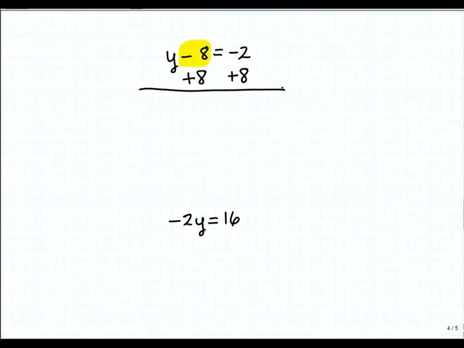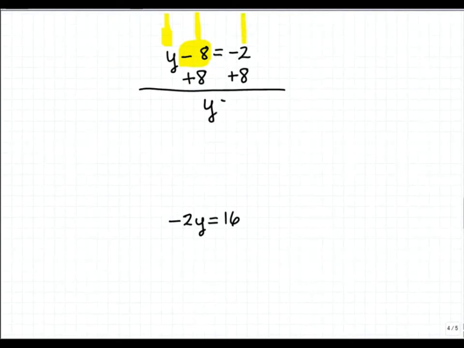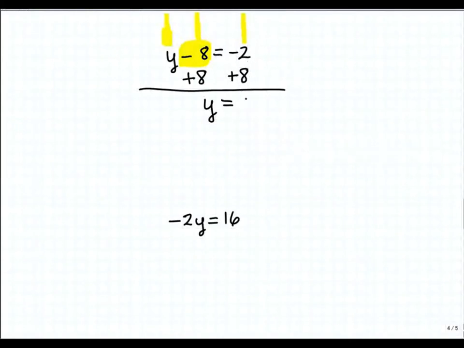Notice how I draw a little line like this. I'm lining everything up. So now let's go ahead and add down in our column format. So I get y plus nothing is y. Negative 8 plus 8 is 0, that goes away. Then I get negative 2 plus 8. So what's negative 2 plus 8? You've got to know your positive and negative numbers here. So negative 2 plus 8 will be 6. So y equals 6. One step to solve that equation.